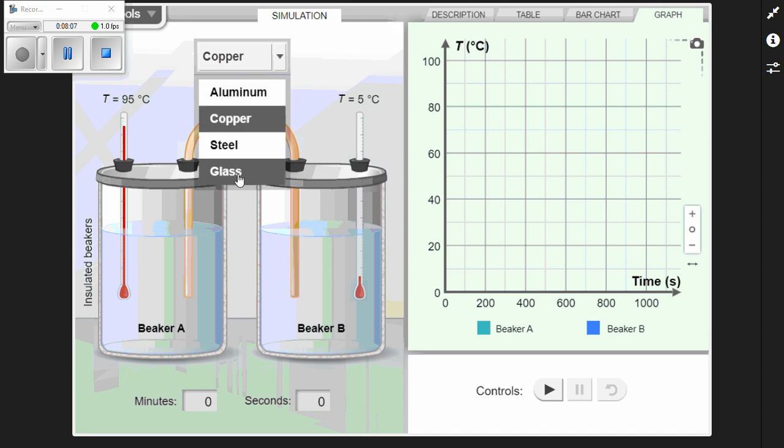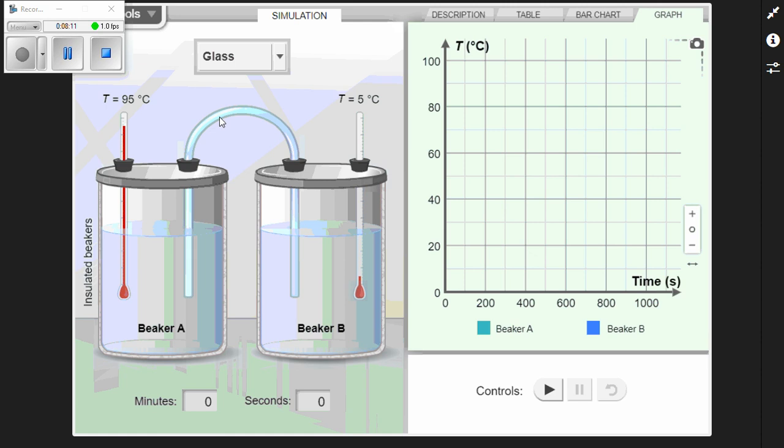Let's do one more, something totally different, not even a metal: glass. All right, so we're going to start at 95 degrees Celsius again. This one's at 5 degrees. Everything's the same, except we change the connection to a piece of glass that's been bent. Well, let's start. Let's see what happens.